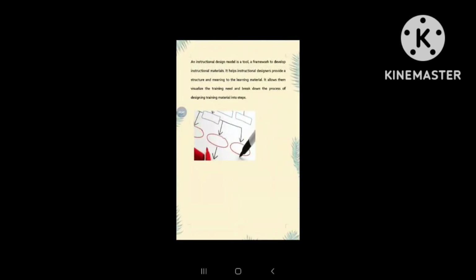An instructional design model is a tool, a framework to develop instructional materials. It helps instructional designers provide a structure and meaning to the learning materials. It allows them to visualize the training need and break down the process of designing training material into steps. So, these are examples of making a framework to develop instructional materials.